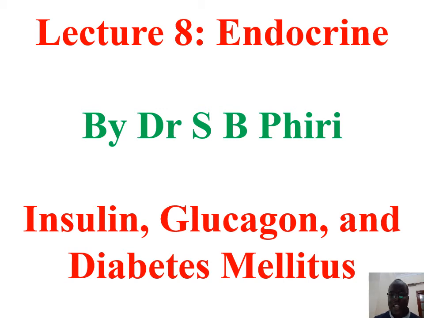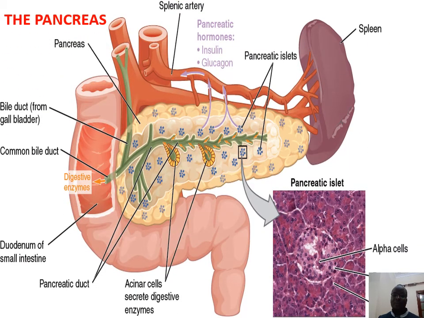Okay, so this is lecture 8 of the endocrine system. We are going to discuss insulin, glucagon, and diabetes mellitus. So in this lecture, mainly we are going to discuss insulin. So we'll have the general information concerning the production and secretion of these hormones by the pancreas.